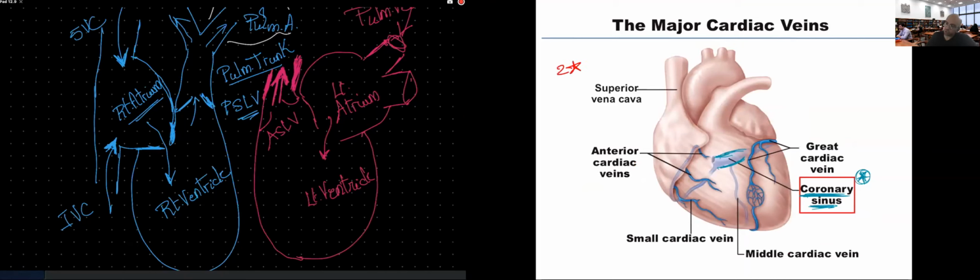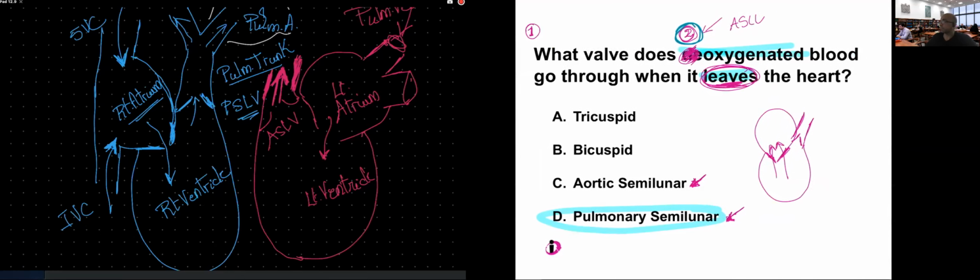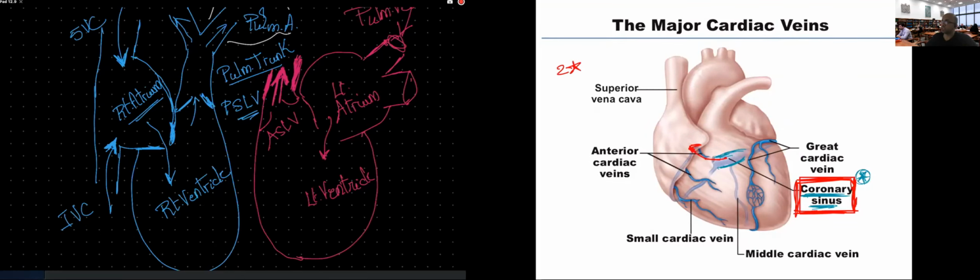A 2 stars diagram is showing the venous drainage of the heart. The only marking I want you to remember here is the coronary sinus, which is the vein which will be collecting all the venous blood from the cardiac tissue. Again, it drains directly into the right atrium. It doesn't drain into the superior vena cava or the inferior vena cava. It drains directly into the right atrium. This is again a 2 stars diagram.